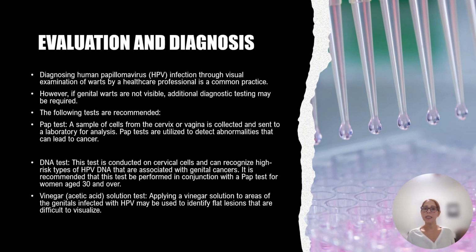Pap test. This is the collection of cells from the cervix, which is sent to a laboratory for analysis and the detection of abnormalities that can potentially lead to cancer. A DNA test is also conducted on cervical cells and can recognize high-risk types of HPV. This test is performed in conjunction with a pap test in women aged 30 and over. A vinegar solution is applied to areas of the genitals infected with HPV and may be used to identify flat lesions that are difficult to visualize.